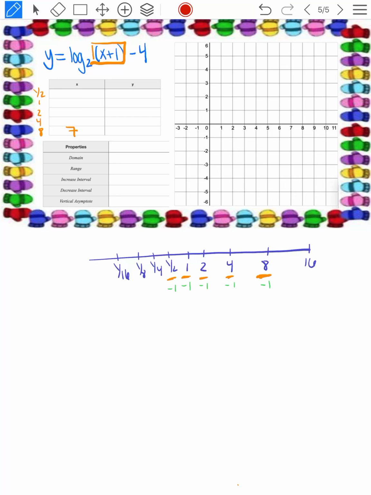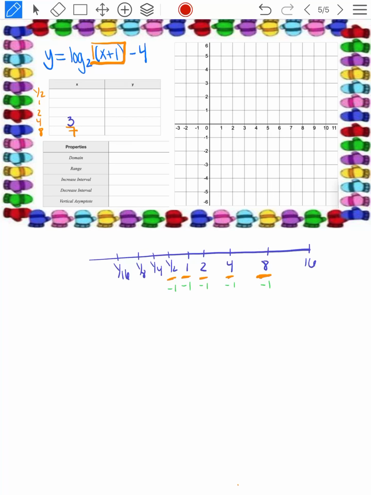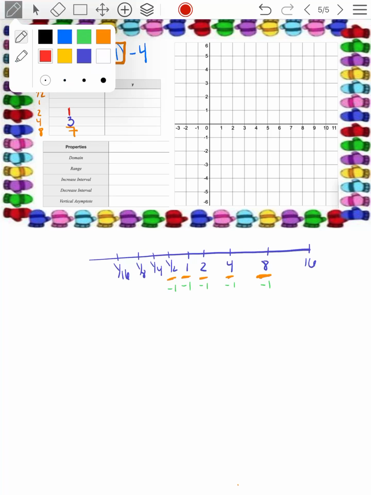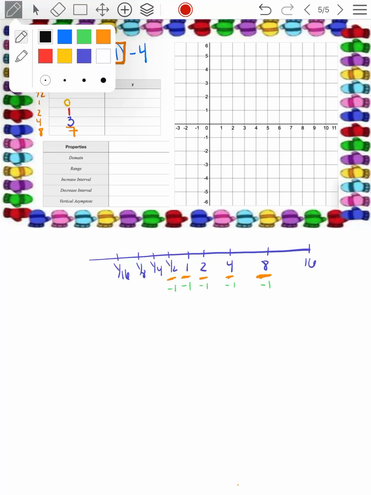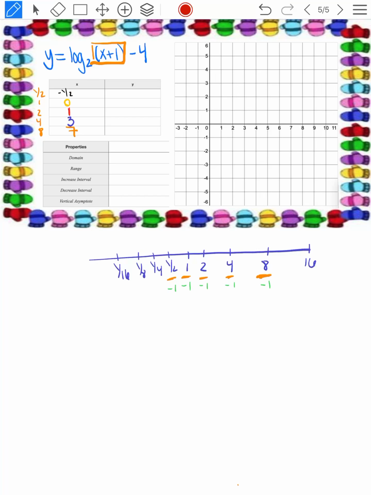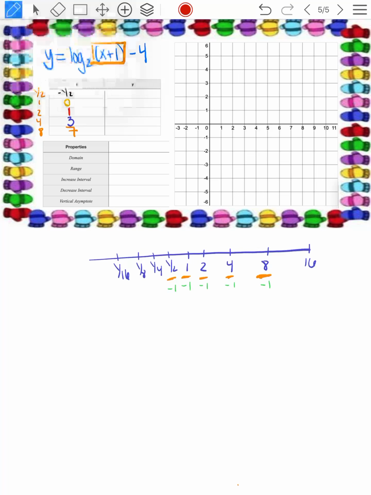So 8 minus 1 gave me 7. 4 minus 1 is going to give me 3. 2 minus 1 is going to give me 1. 1 minus 1 is going to give me 0. And 1/2 minus 1 is going to give me -1/2. So I subtracted 1 from each of those values to get my x values. And now we're going to figure out our jumps.